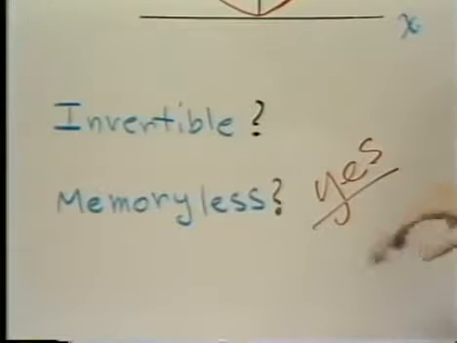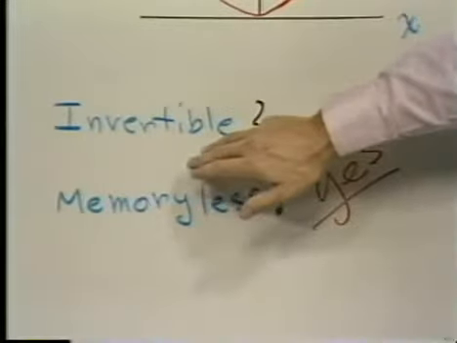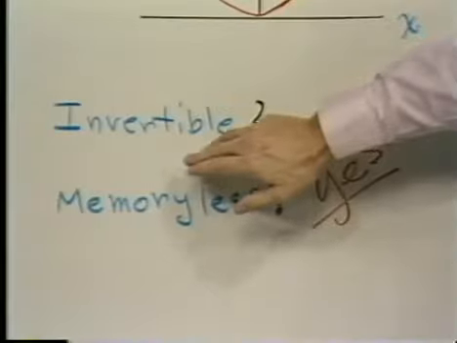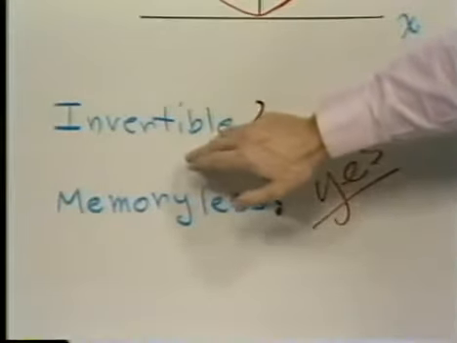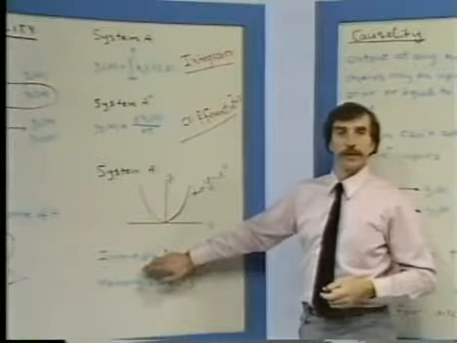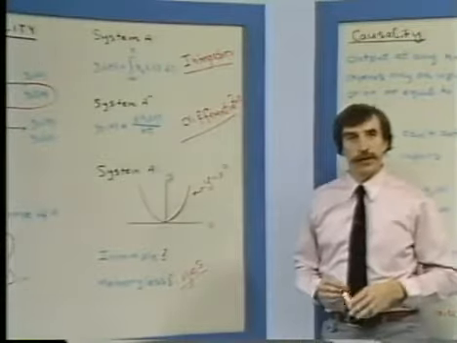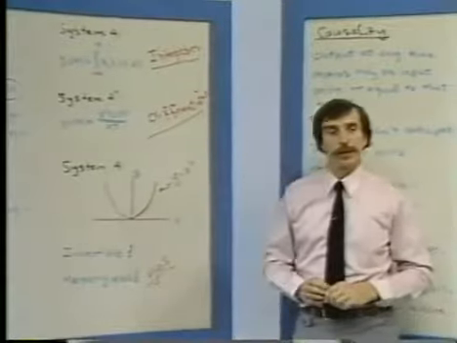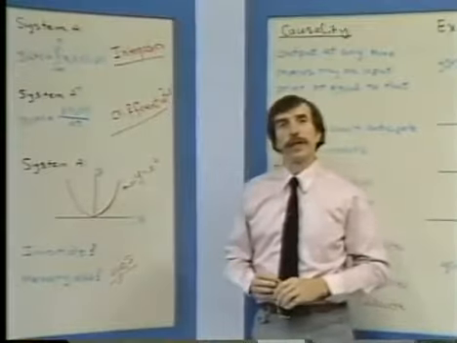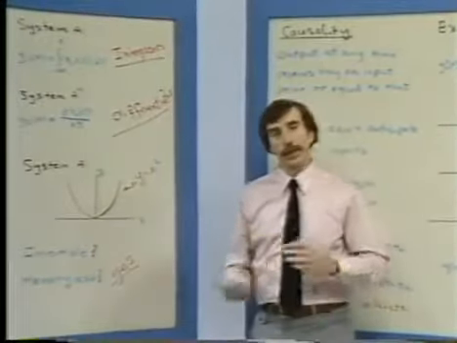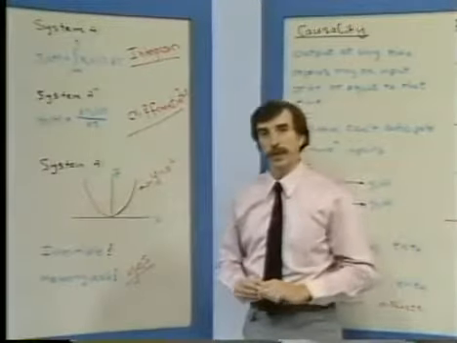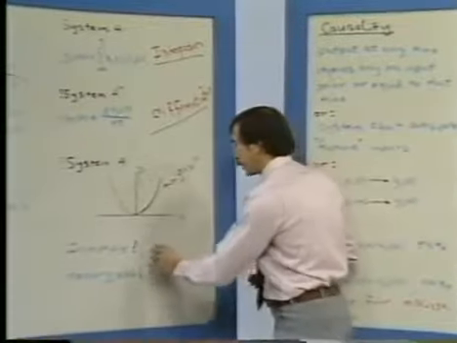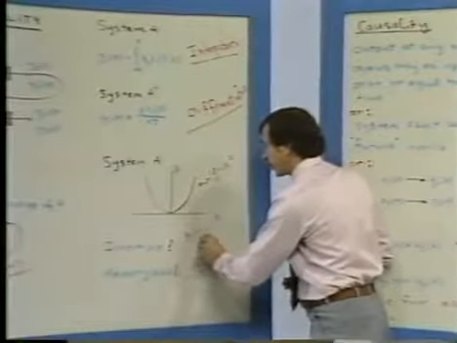And now the question is, is the squarer an invertible system? Well, the question then is, if you're given the square of a signal, can you figure out what the signal is? And as I'm sure you've already suspected, the answer to that is no, because obviously if the signal was negative or positive, you wouldn't be able to figure that out after you've squared. So in fact, the squarer is not invertible.